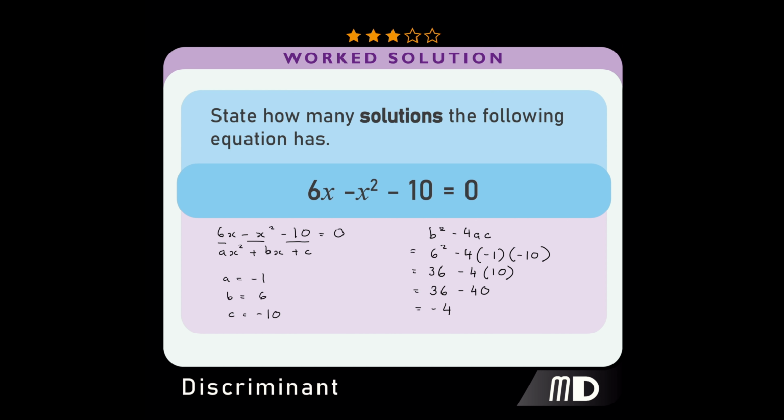When the discriminant is a negative value, the equation has no real roots. So the answer to this question is that the equation 6x minus x squared minus 10 has no real roots.